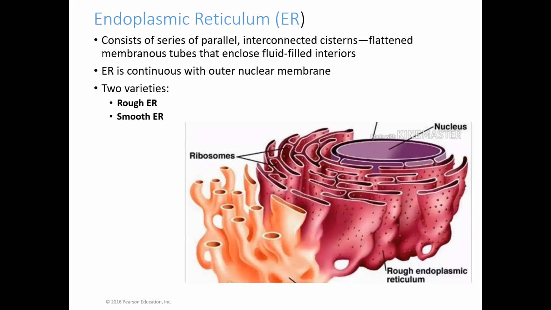Because the ribosomes make their protein inside the rough endoplasmic reticulum. We call it rough because it's studded with ribosomes. All those little purple dots are ribosomes embedded in the surface of the endoplasmic reticulum. The other type of ER that you see, we have the rough ER, we also have the smooth ER. It doesn't have any ribosomes present.